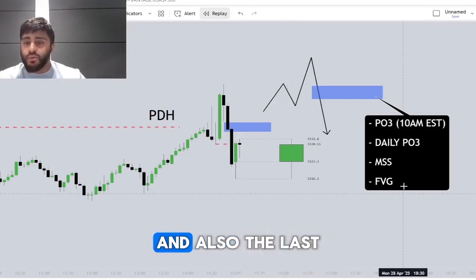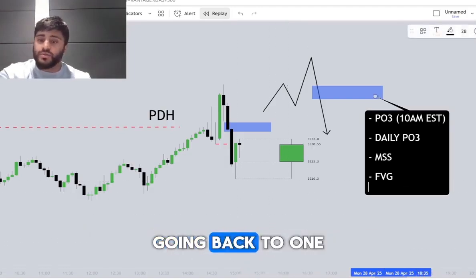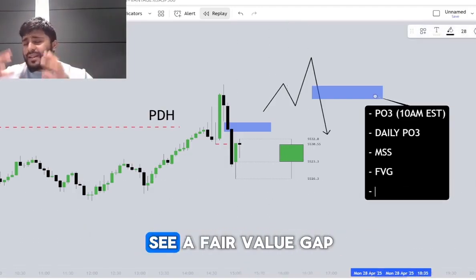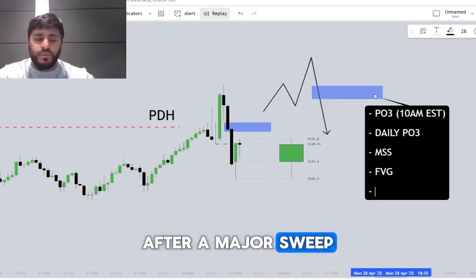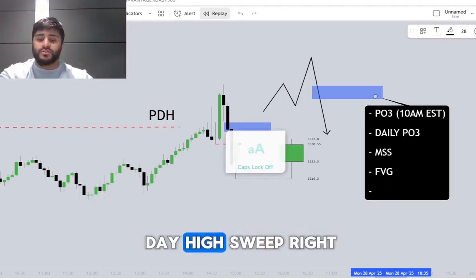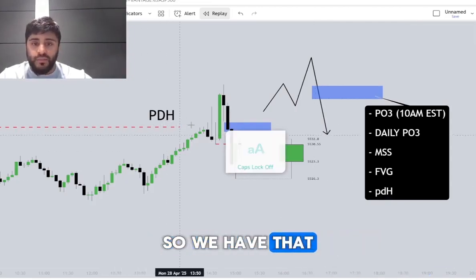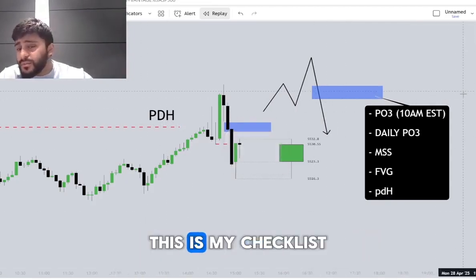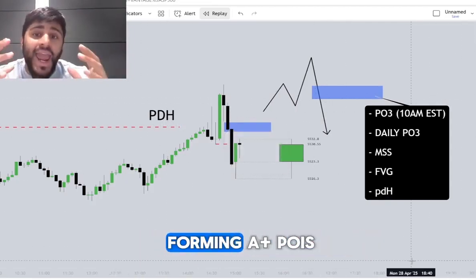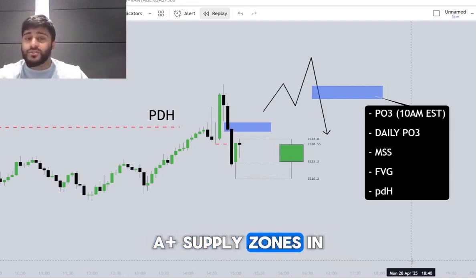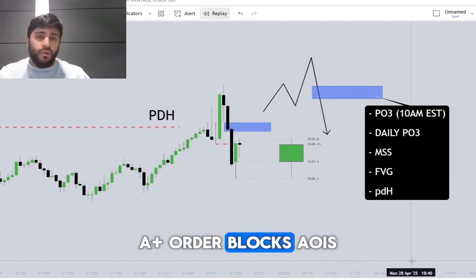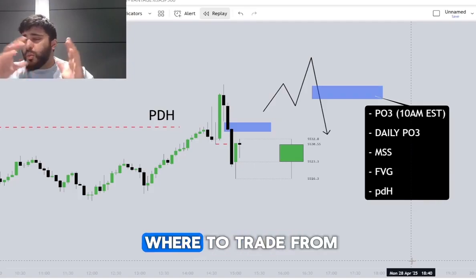That's important to understand. And also the last thing, going back to one of my previous points, you would like to see a fair value gap after a major sweep of liquidity. So in this case, we see a previous day high sweep, going back to our previous point. So previous day high, very important to understand. So we have that previous day high sweep over here. This is my checklist when it comes to forming A plus POIs, A plus supply zones in this case, A plus order blocks, AOIs, whatever you want to call them. You need to know where to trade from.